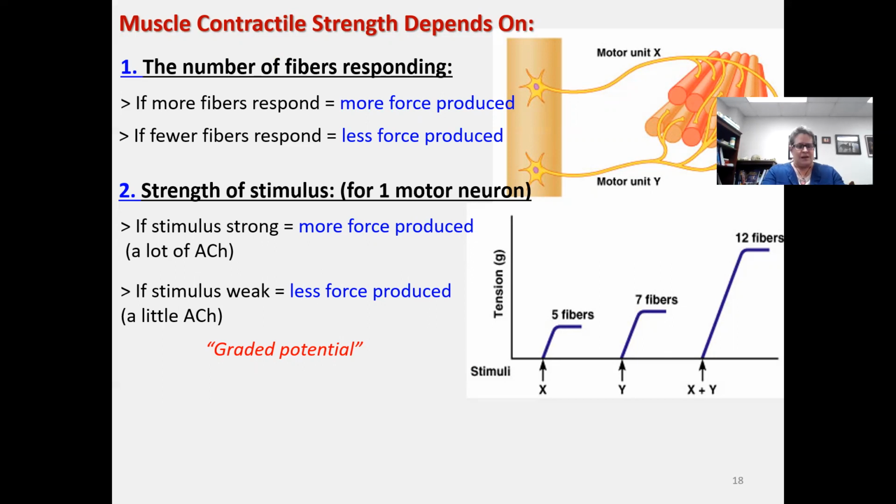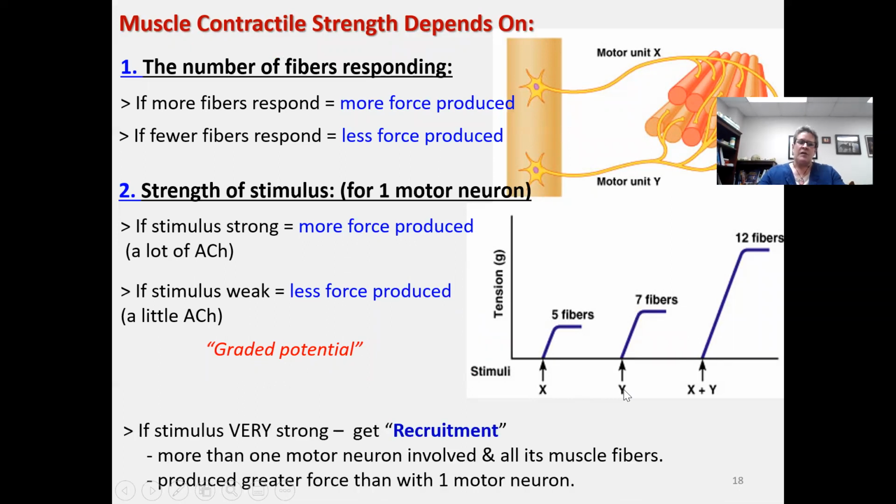Now, let's say you need to generate enough force, but a single motor unit is not enough. What can happen is you can get recruitment of multiple motor neurons in all the muscle fibers it connects to. And the force that they produce combined in cooperation will be much greater than either motor unit alone. So if we combine motor units X and Y, they have a combined 12 fibers that they stimulate, and the amount of force that they produce is much, much greater than either motor unit alone. Okay, so recruitment.